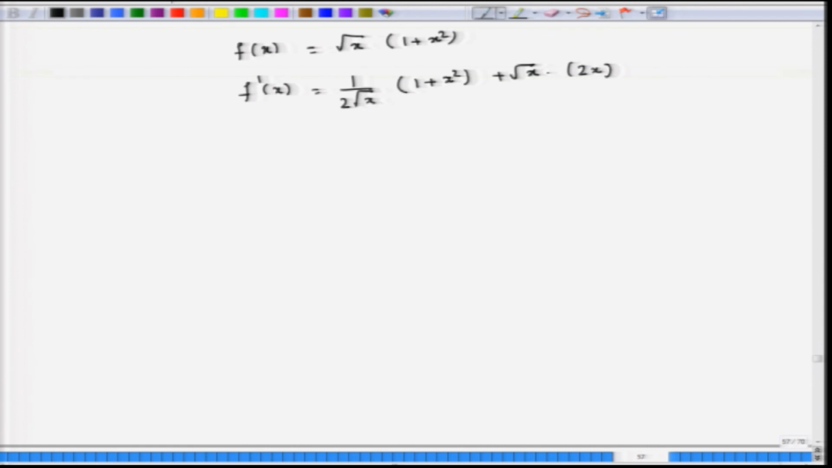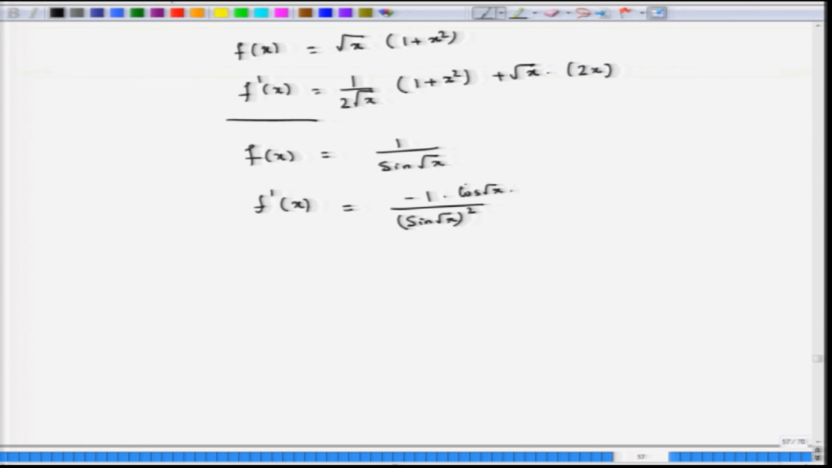So, similarly, if you have f of x equal to 1 over sine square root of x, wherever it is defined, that is sine square root of x is not equal to 0, then this is differentiable. Then what you are going to get is sine square root of x squared in the denominator, then minus 1 into cos square root of x, then the derivative of square root of x is 1 by 2 square root of x. This is the chain rule. So, be careful while finding the derivative when it comes to composition of maps.